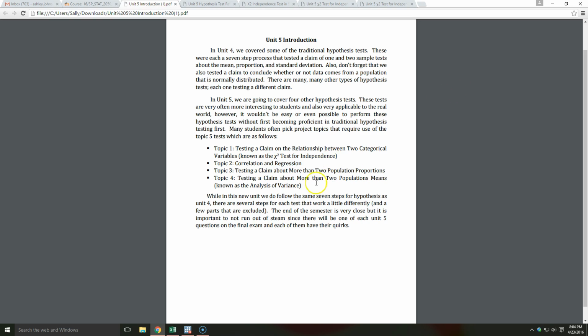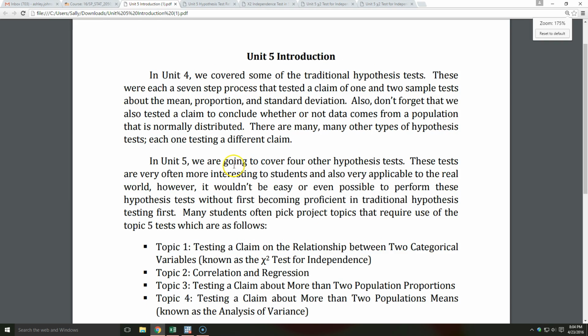And then my next question is usually whether it's one population or two populations. Well, we have 4 topics remaining in our last unit, and there's not an exam for this one. It's guaranteed that we'll have one of each of these problems on the final exam since we don't have an exam on it.